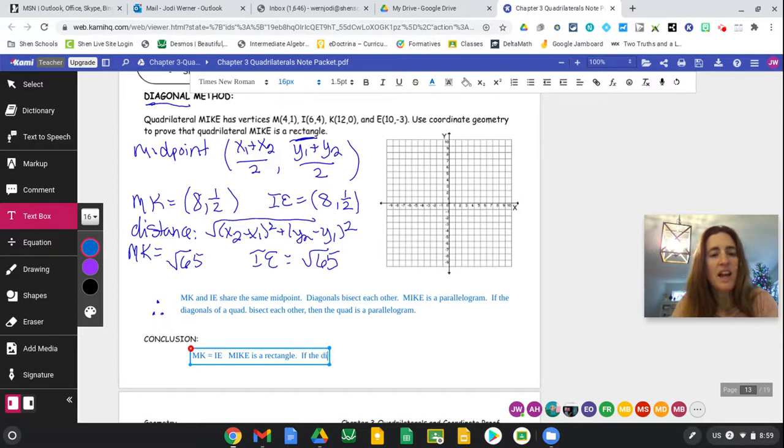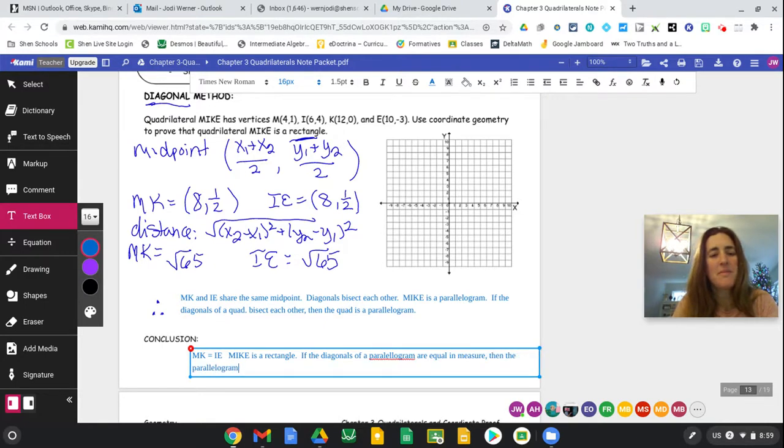Because if the diagonals of a parallelogram, oh my, oh my Lord. Oh, look at my spelling, how bad is that? Are equal in measure, then the parallelogram is a rectangle. Here we go. Oh, does this have spell check? Heck yeah, people, don't you love that?